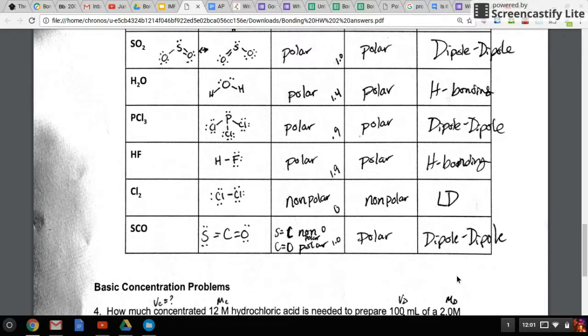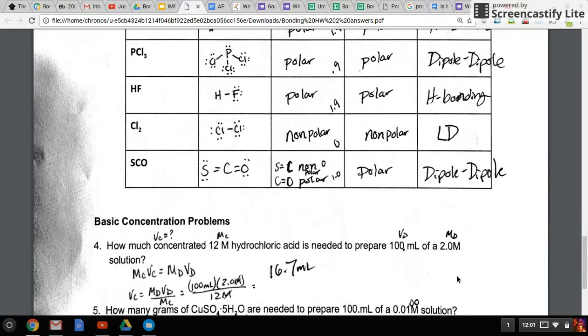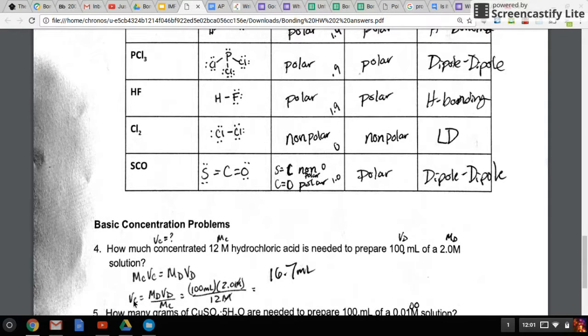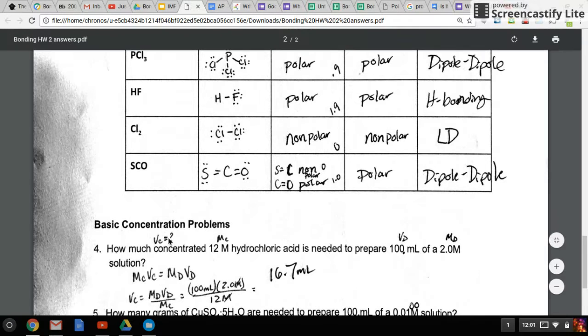Then the next two problems were just some basic concentration problems. So the first one is a dilution, where we're going to use McVc equals MdVd. And in most of these problems, at least the realistic ones, you're going to be solving for Vc. We want to figure out how much of this concentrated solution we need to prepare of this molarity. So you work the problem this way, and it would be 16.7 milliliters.